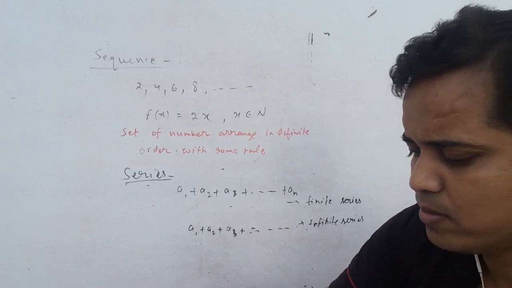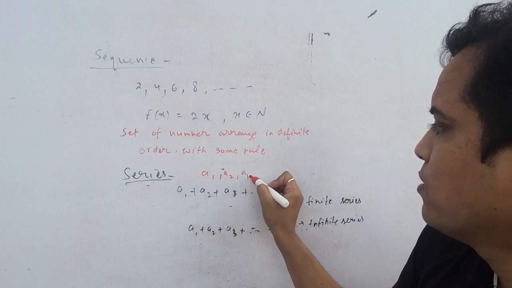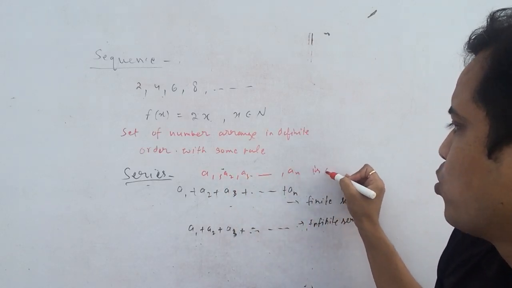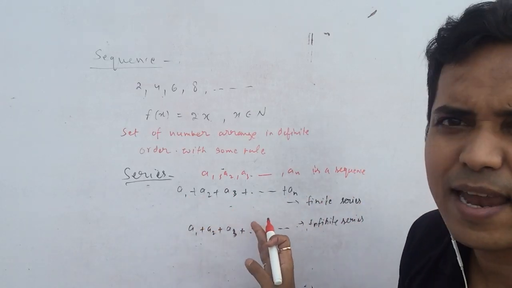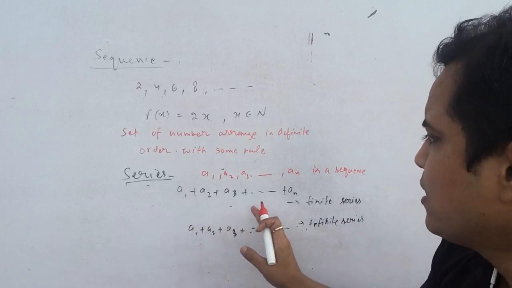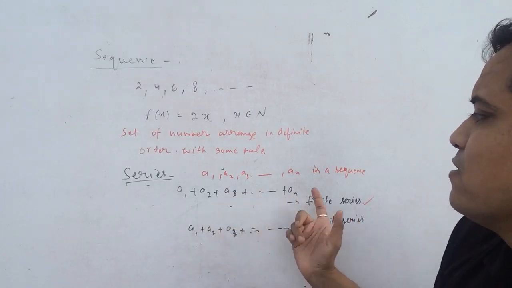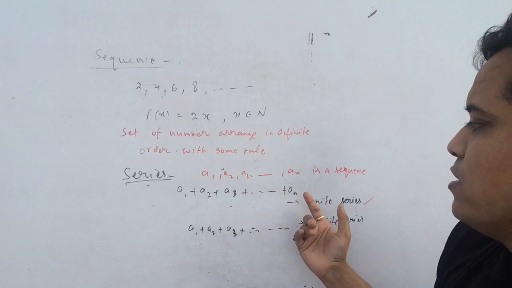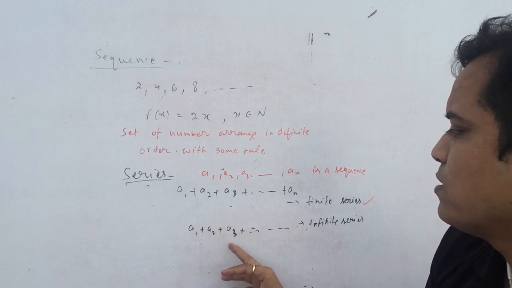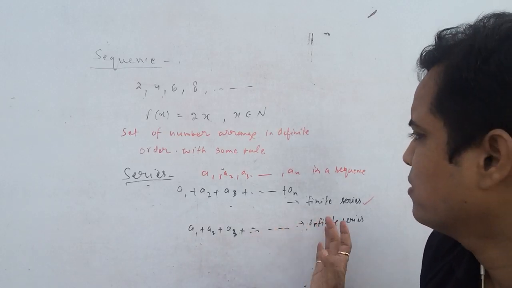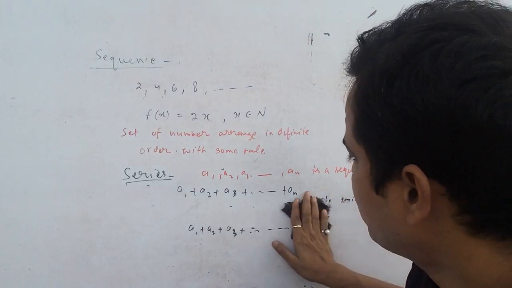So what about the definition? Here a1, a2, a3 up to an is a sequence. This algebraic expression is called a series. This one is a finite series because n is defined, you can say a1 plus a2 plus a3 up to a10. And this is infinite because a1 plus a2 plus a3 and so on is endless. So now we are moving to progression.